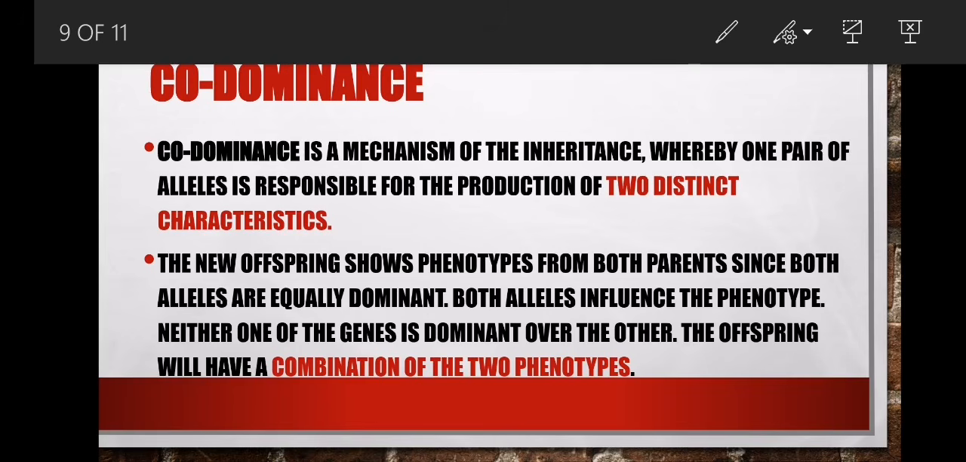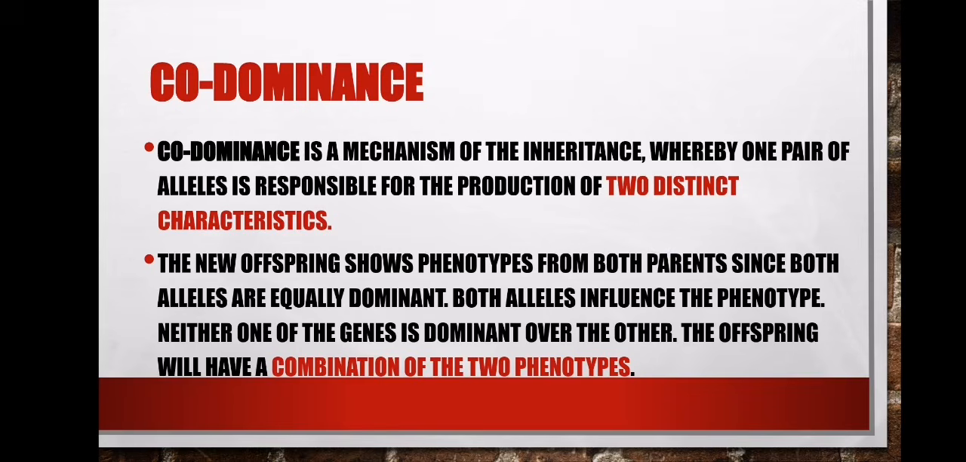So in this case, people, if I can read the second bullet for you, they say the new offspring shows the phenotypes from both parents since both alleles are equally dominant. Both alleles influence the phenotype. Then they say neither one of the genes is dominant over the other. Then the last bullet, which is crucial, says the offspring will have a combination of two phenotypes.